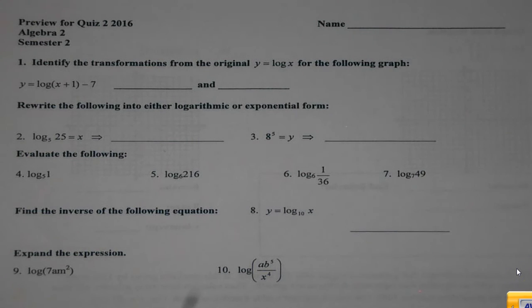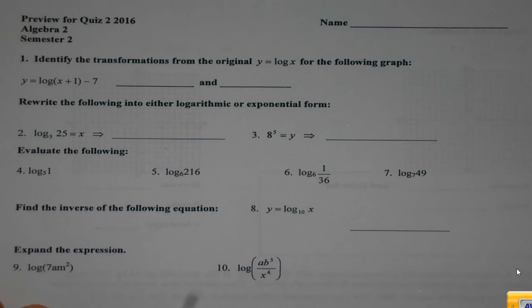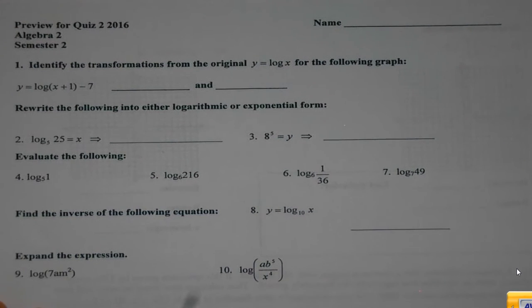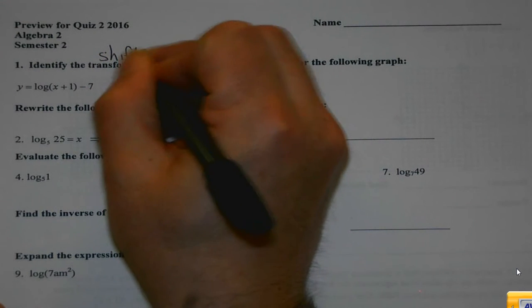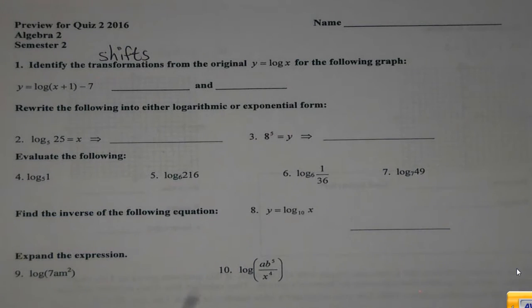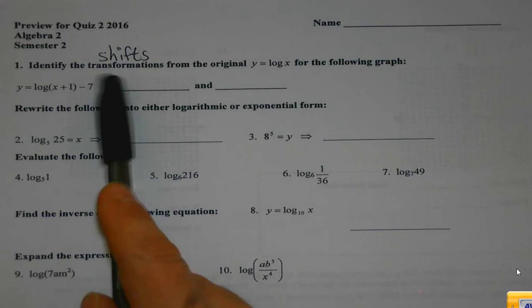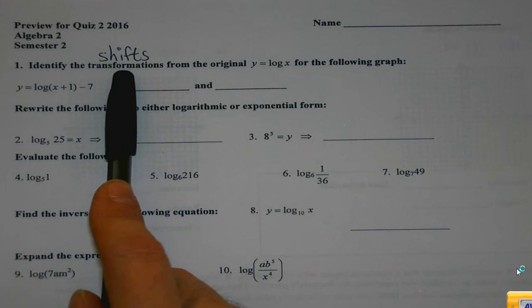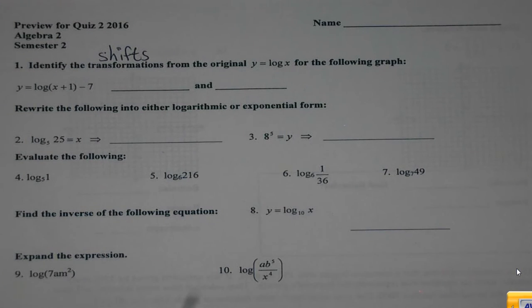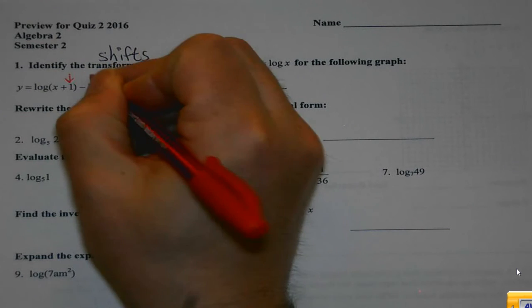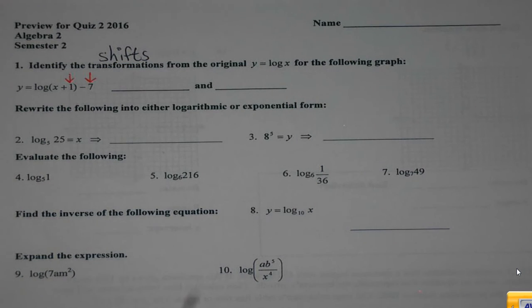All right, so quiz preview, quiz 2. Again, when you see words here on number 1, like identify the transformations, remember, that is just a fancy mathematical way of saying shifts. Will I use the word transformations tomorrow? Will I use the word shift? Probably not. So, basically all this is asking you is, what directions are those two shifts? But I need to put the numbers with them.